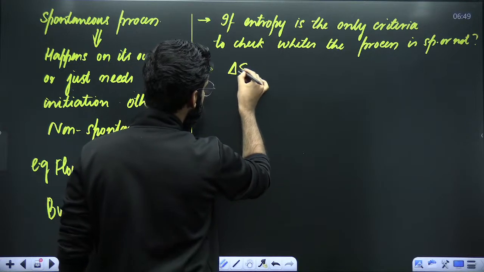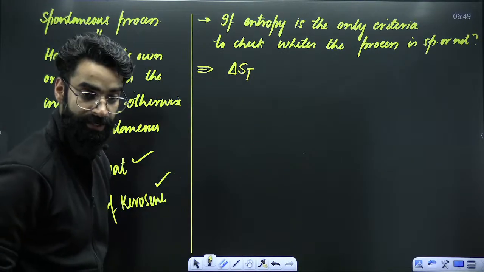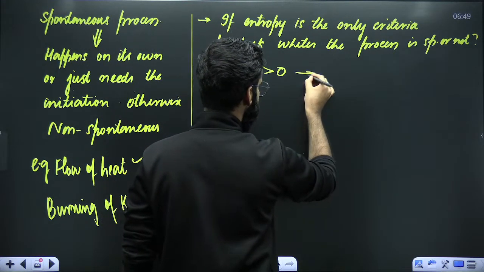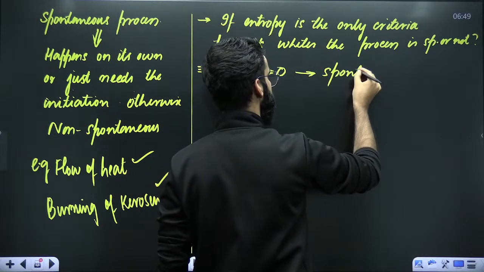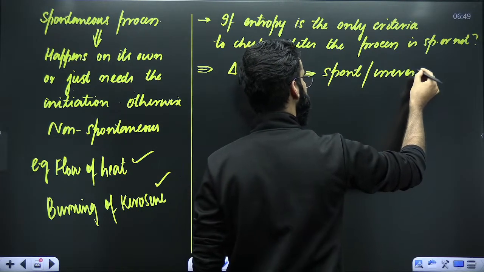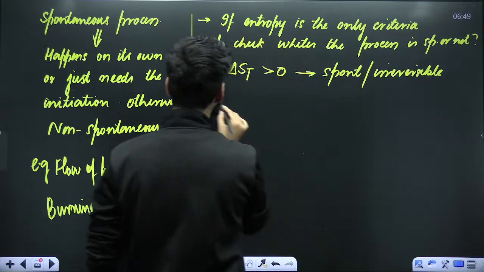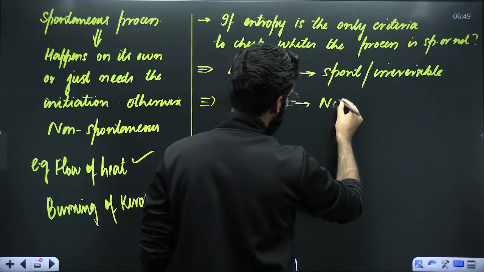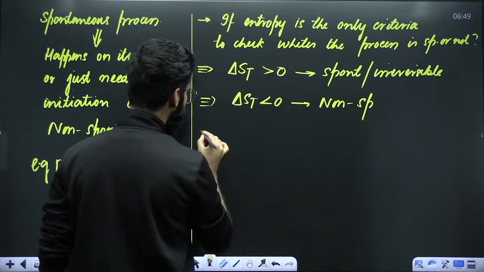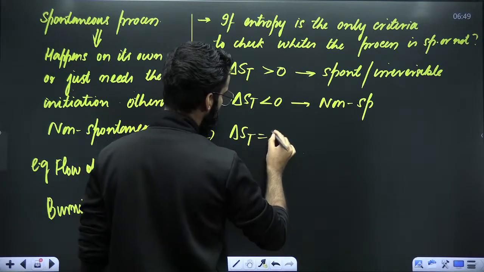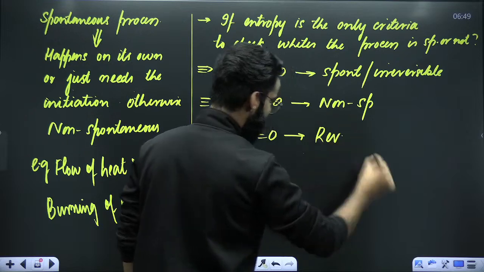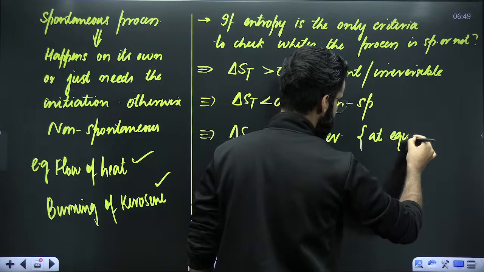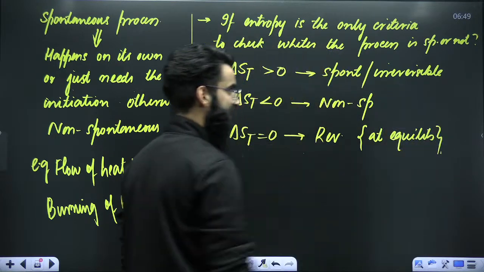Do remember, if delta S total, which is the entropy change of the universe due to the process, comes out to be positive, then we say the process is spontaneous and irreversible. Second point, if delta S total comes out being negative, we say the process is non-spontaneous. And if delta S total comes out to be 0, we say the process is reversible, or you can say system and surroundings are at equilibrium.